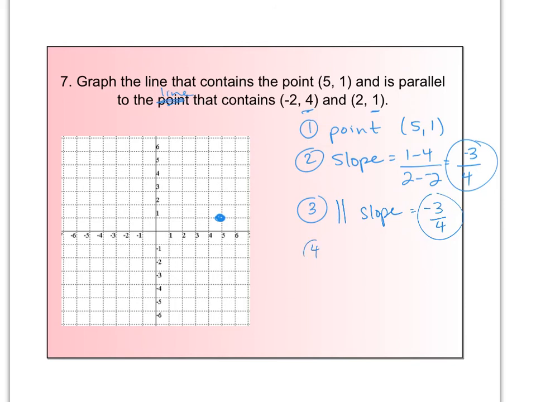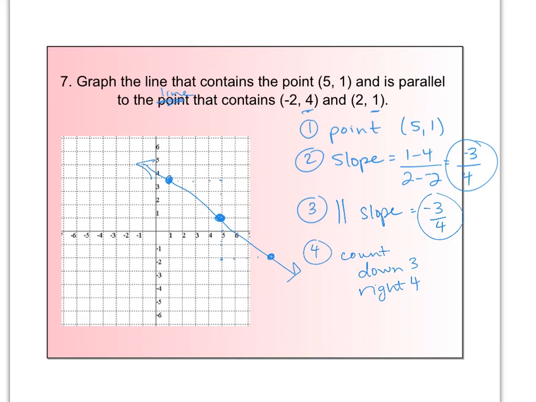And then finally, from our point, you have to count the slope. So count out down 3 and right 4. So down 3, 1, 2, 3, and right 4, 1, 2, 3, 4. Uh-oh, goes off the graph. If that happens, you can reverse your counting and you could go up 3 and back 4. That's kind of a cool little method. There is our line. It goes through the point 5, 1, and it's parallel to the other line.